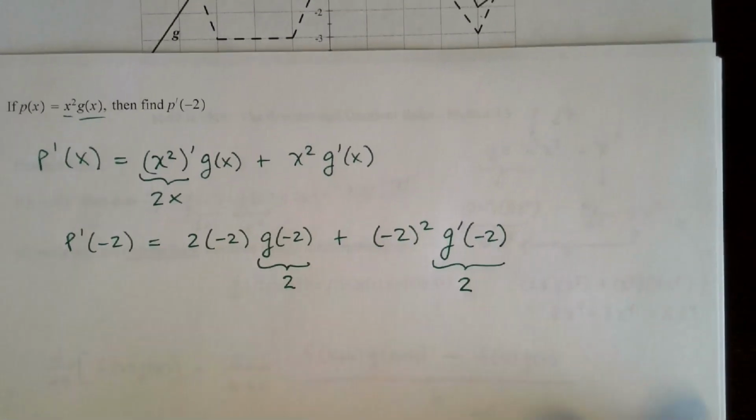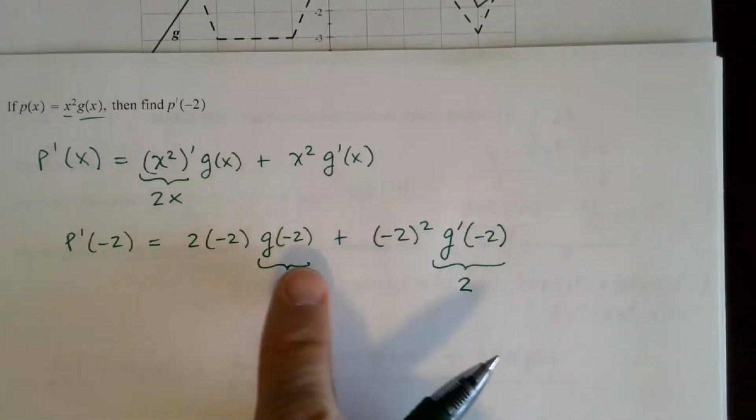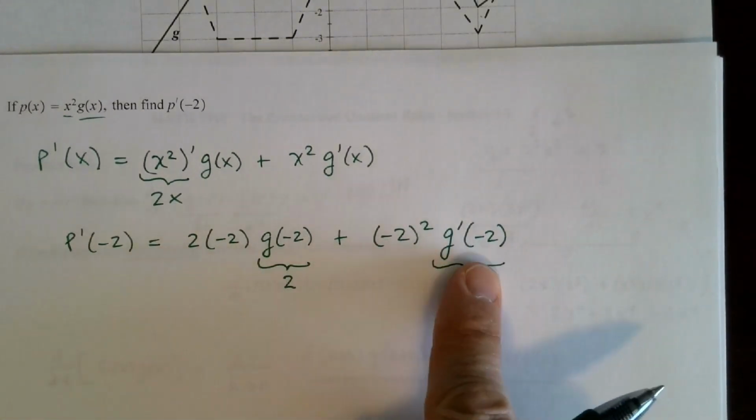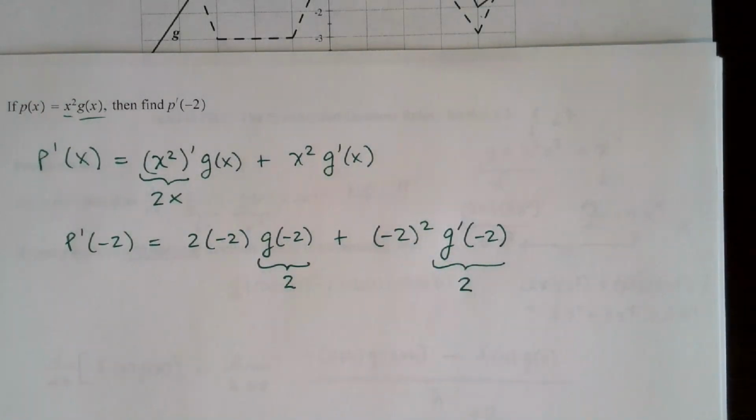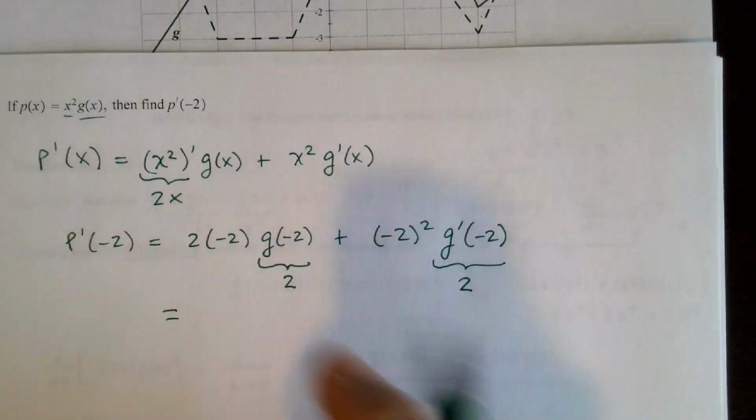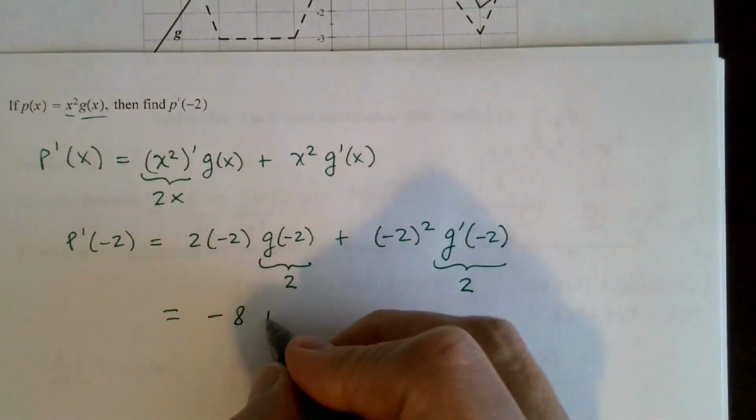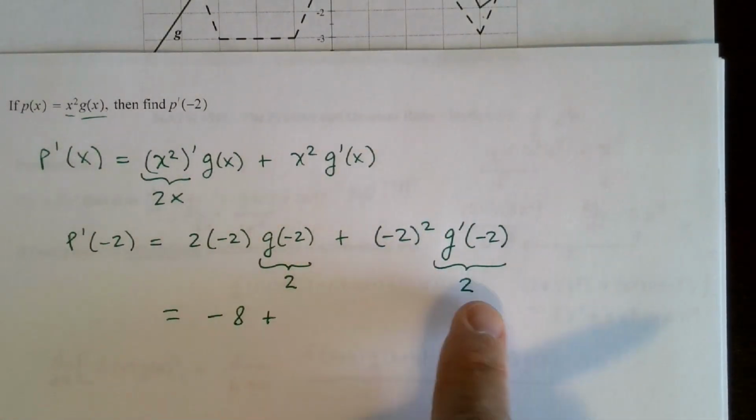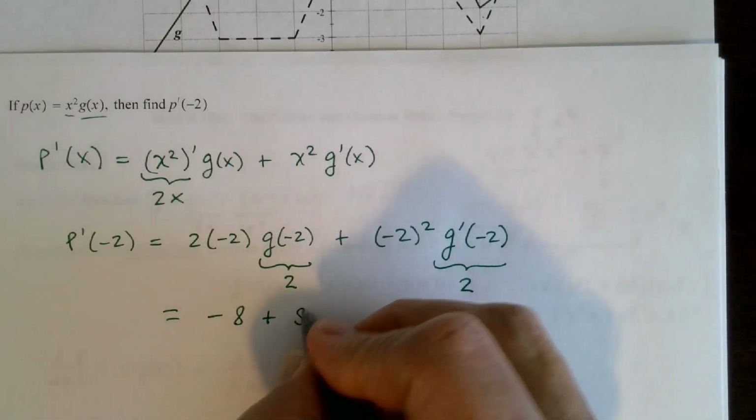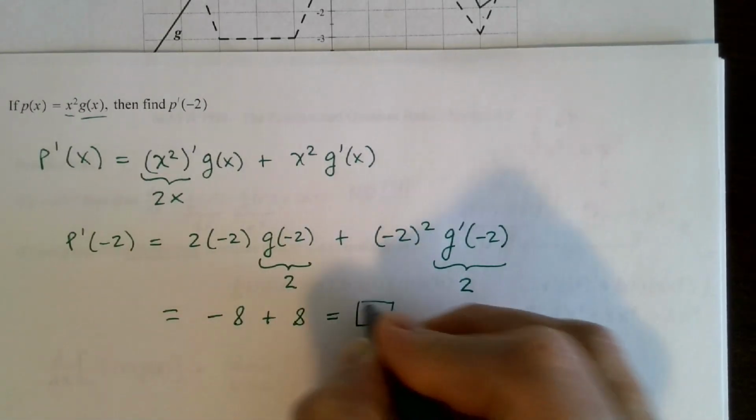Okay, so again, I'm estimating these values from the graph. This is the value of the function. This is the value of the slope of the function at negative 2. So now I can just do the arithmetic. 2 times negative 2 times 2 is negative 8. Plus, this will be positive 4 times 2, which is positive 8. And I get 0.